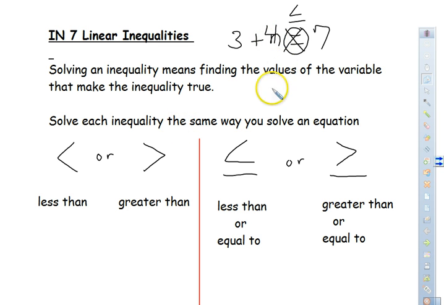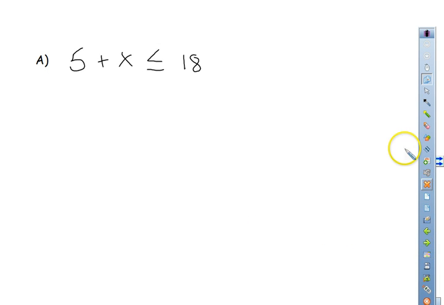I'm jumping ahead just a little bit, so hopefully that makes a little bit of sense to you. We will talk further about it in these next few slides. So let's go ahead and solve this equation first. We're going to use our equation rules again.